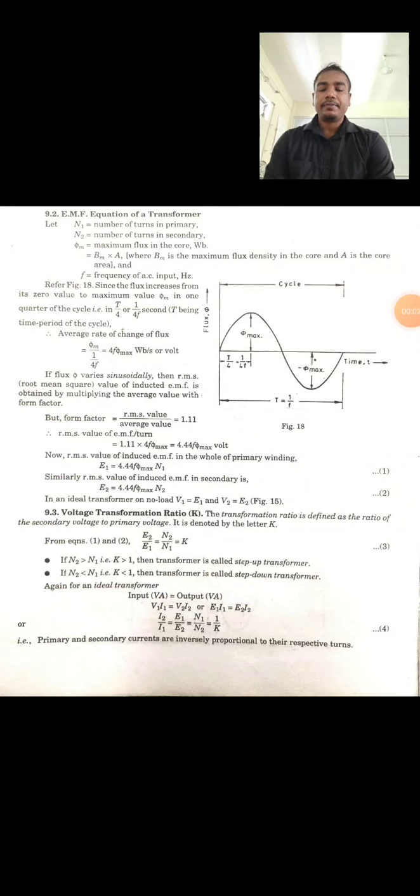Good morning everyone. Today we are going to discuss the EMF equation of a transformer. Let N1 be the number of turns in the primary and N2 the number of turns in the secondary.